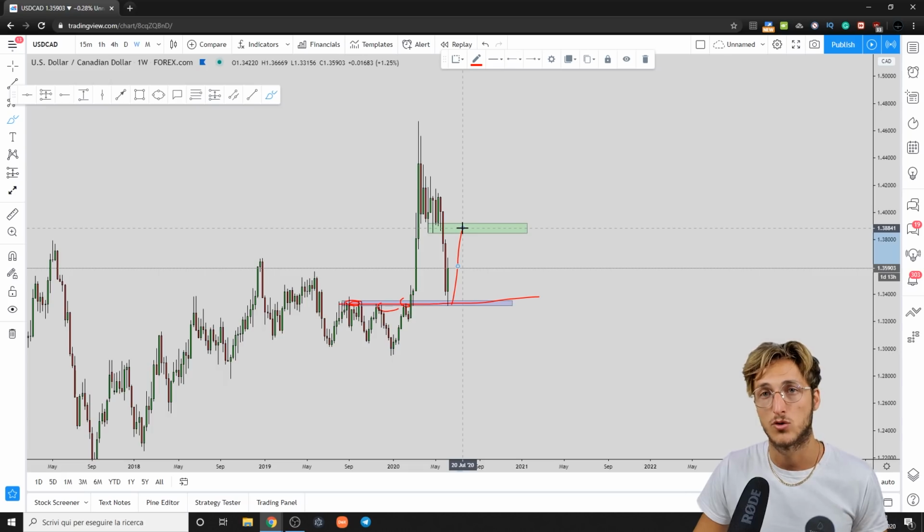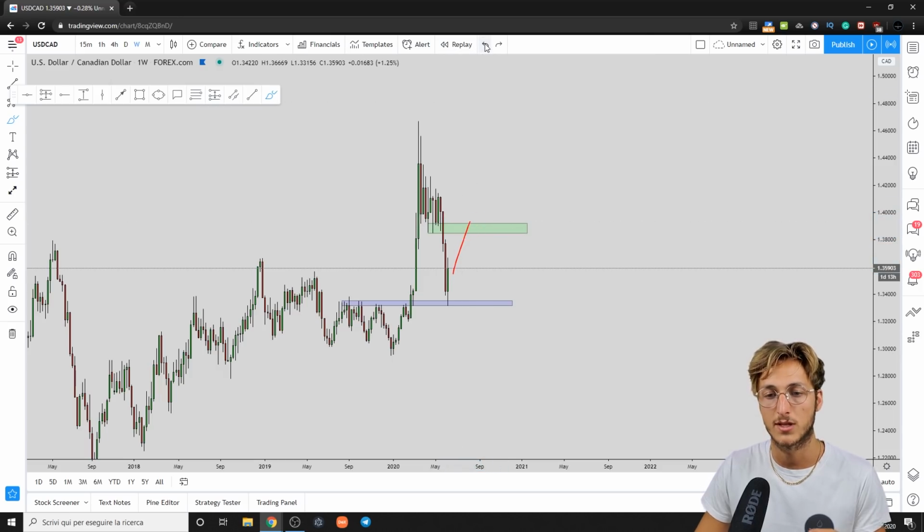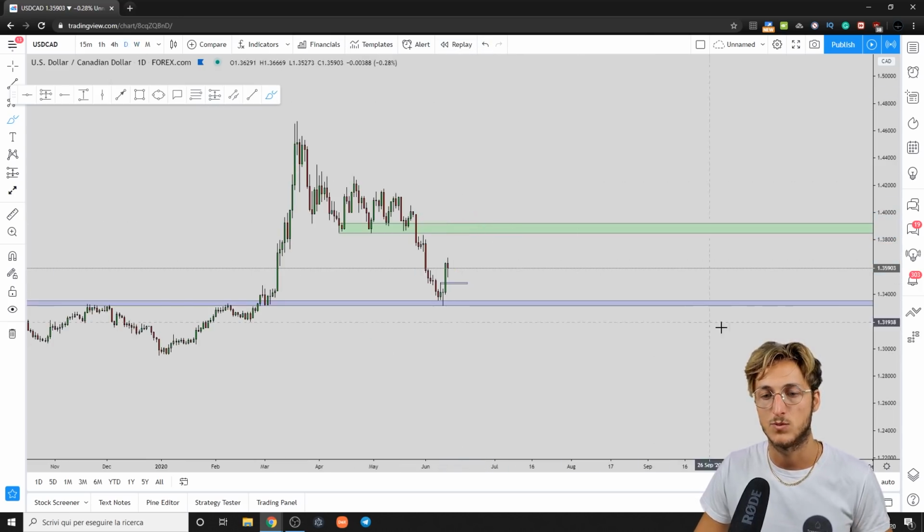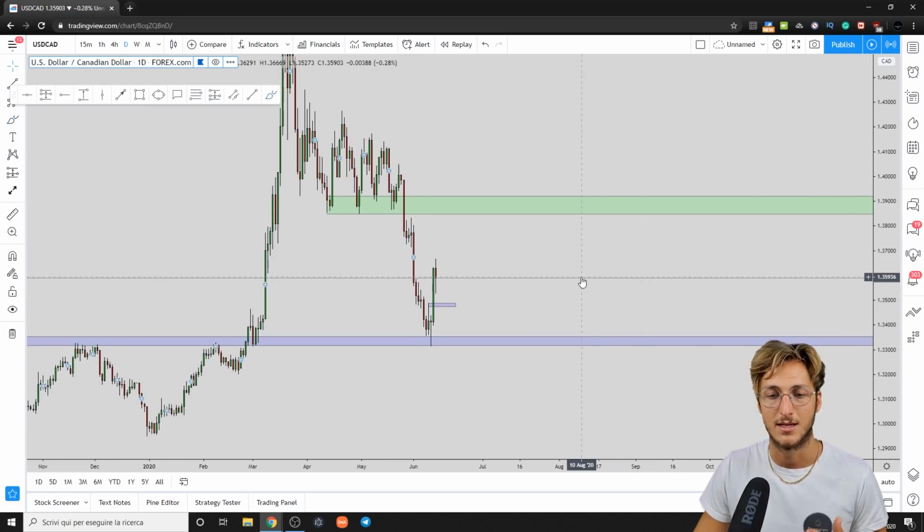And we want to see even more continuation because, as we have just seen, hedge funds have been adding a lot of longs on USDCAD. So everything is aligning on the weekly time frame for continuation to the upside, overall upside target here. Perfect. Let's go down on the daily and see what kind of situation we have on the daily time frame.